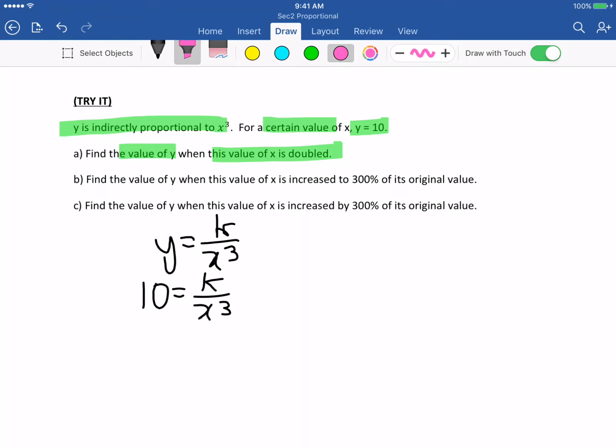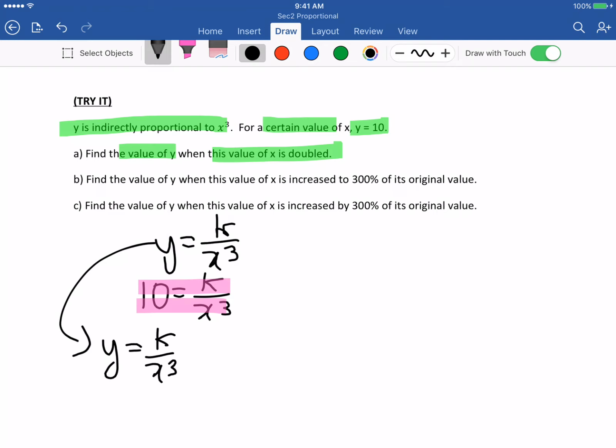Okay? So this one, you just put it aside. Continue with the equation. y equals k over x cubed. The question says find the value of y when x is doubled. So go and replace x by 2x. You must put the brackets. That's very important.